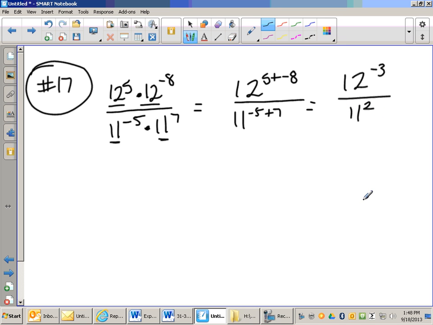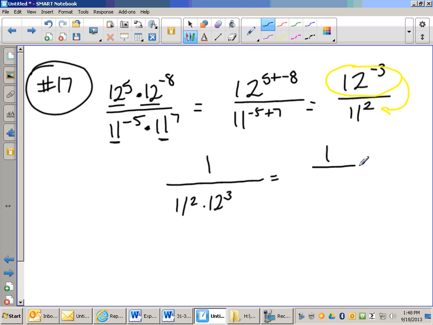Now I know anything that has a negative exponent has to move. So this value in the numerator has a negative exponent, so we need it to move downstairs. The 11 squared does not move because it already has a positive exponent on it. Because there's nothing left in the numerator, we're just going to put a 1 to save the place. We would have 11 squared times 12 cubed.